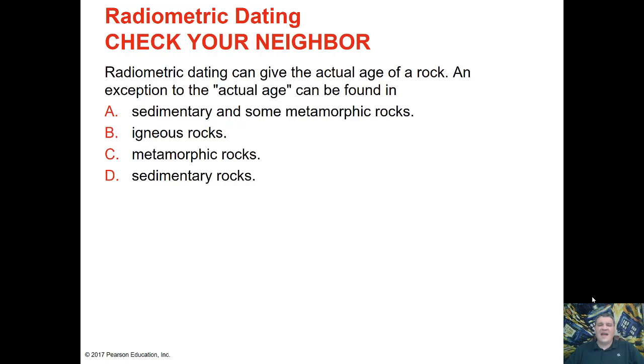All right, here's our fourth clicker question. Radiometric dating can give the actual age of a rock. An exception to what we mean by actual age can be found in A, sedimentary and some metamorphic rocks, B, igneous rocks, C, metamorphic rocks, or D, just sedimentary rocks. Okay, for this, think about how it is that the different types of rock are actually formed, and what it is that we're actually using to figure out the ages. Go ahead and think about it, and we'll discuss it in just a bit.